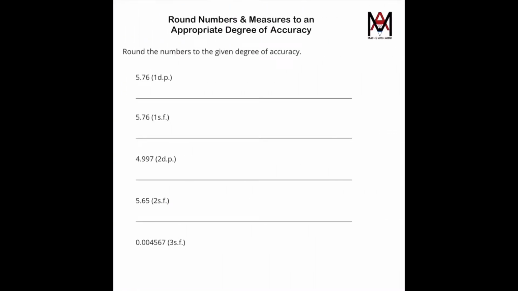Hi, in this video I'm going to show you how to round numbers and measures to an appropriate degree of accuracy. Round the numbers to the given degree of accuracy. So that's what the question is here. So first we need to understand what degree of accuracy means. So we need to round them to the given degree of accuracy.